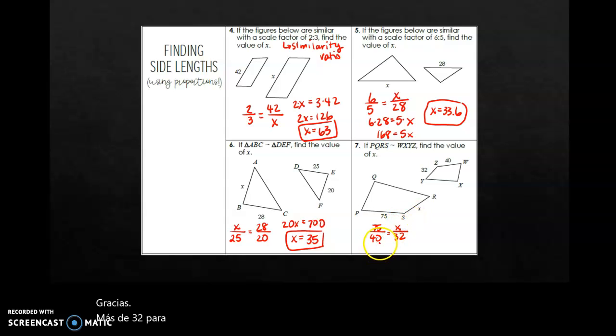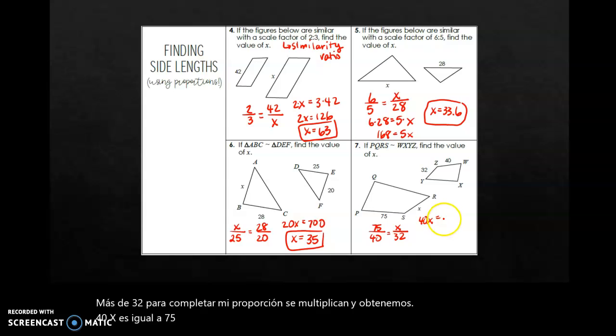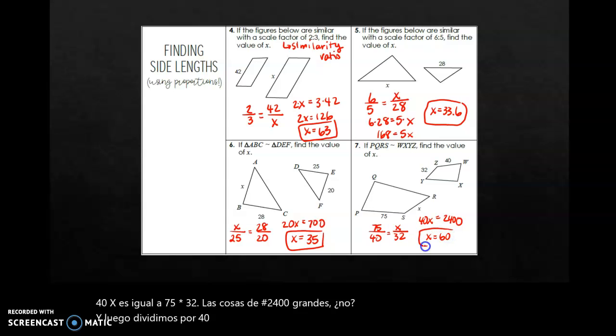Cross multiply and we get 40x is equal to 75 times 32, the big number, 2400, is that right? And then we just divide by 40 on both sides, which gives us an answer of 60.